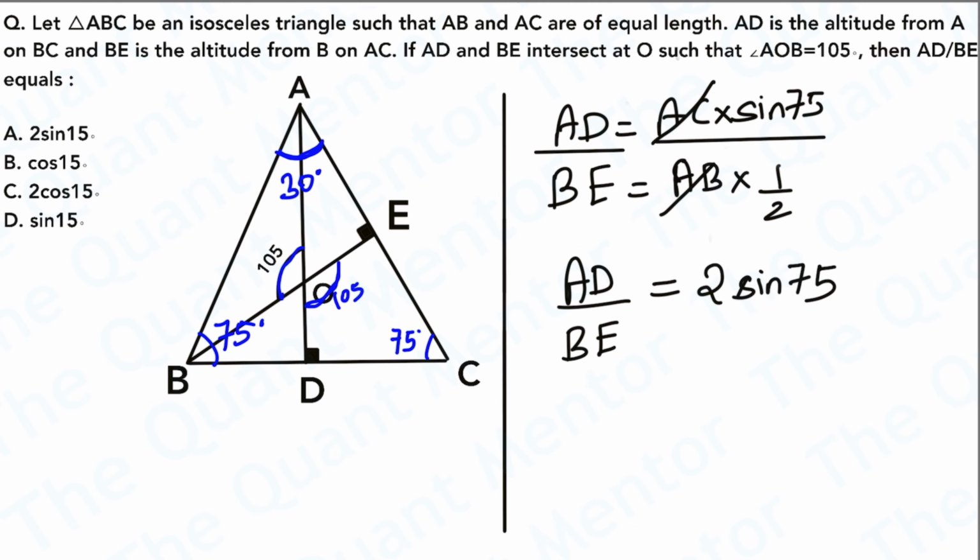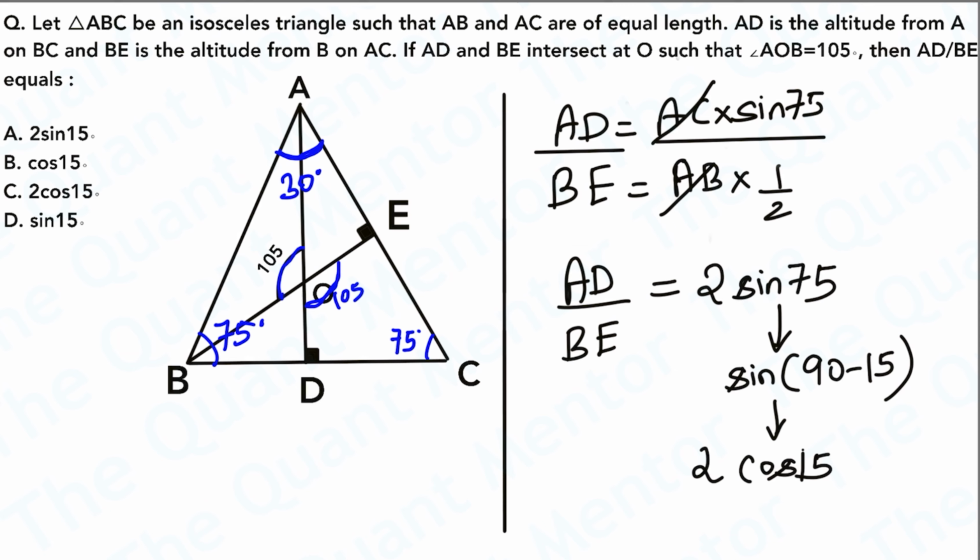Well, we have got the answer already, but it does not seem to match with any of the options. So we use the fact that sine of 75 is actually sine of 90 minus 15, and sine of 90 minus theta is always equal to cos theta. And that's our answer, 2 cos 15, very clearly our C option.